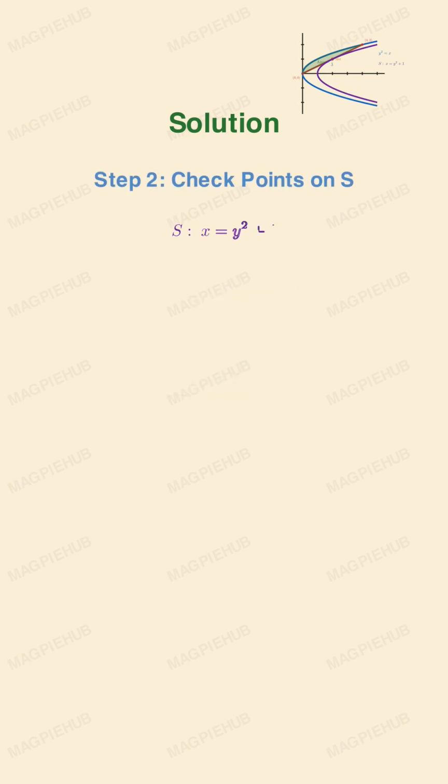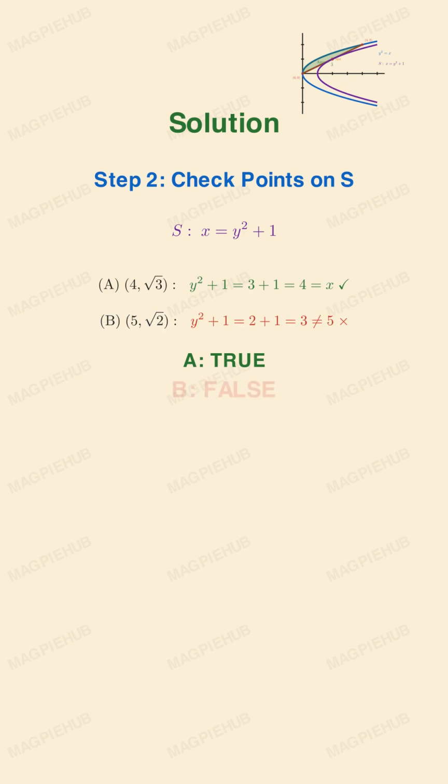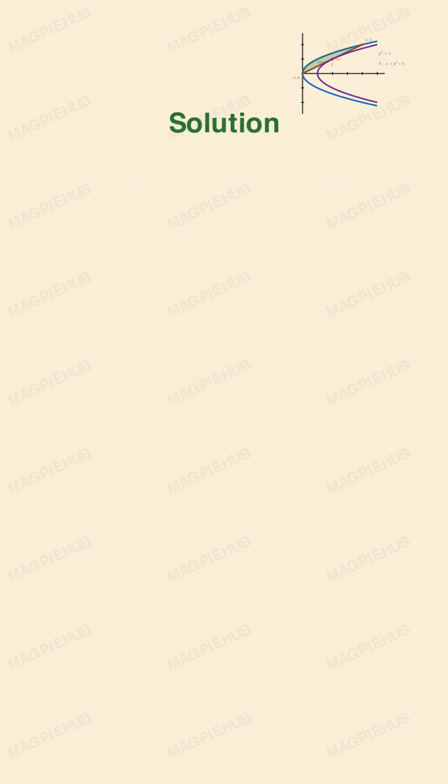Step 2. Check whether the given points lie on S. For option A, the point (4, √3), y squared plus 1 equals 3 plus 1 equals 4, which matches x. So A is true. For option B, the point (5, √2), y squared plus 1 equals 2 plus 1 equals 3, which is not 5. So B is false.